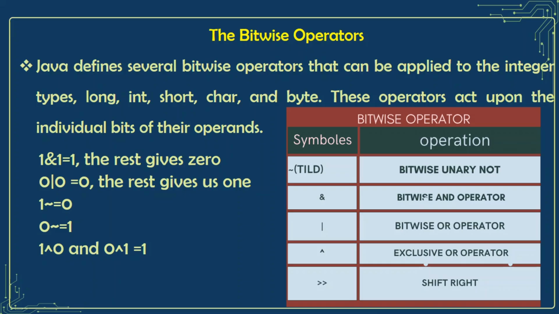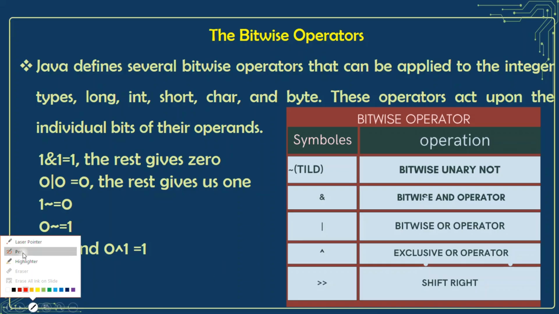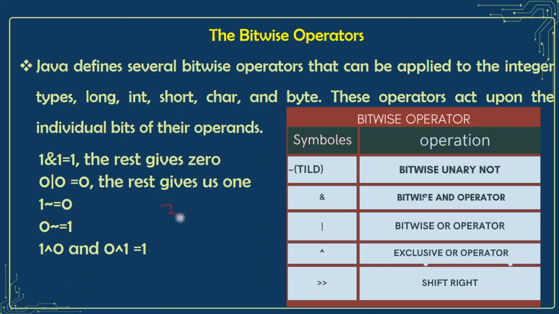So if you have a certain decimal, for example 3, it will be translated to the corresponding binary. Bitwise operators will operate upon the individual bits. For example, let's consider we have 3, so it will be 1 1. Let's consider we have 2. Its corresponding binary is 1 0.